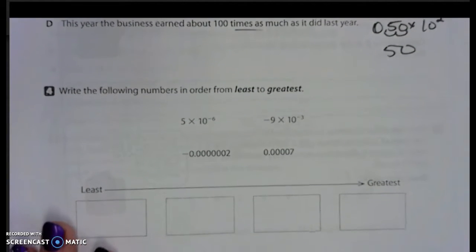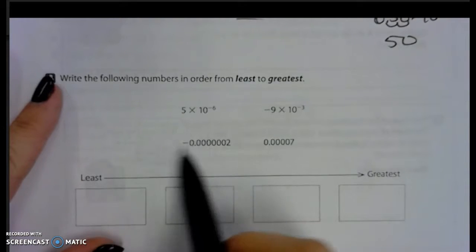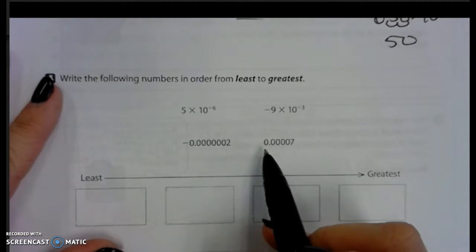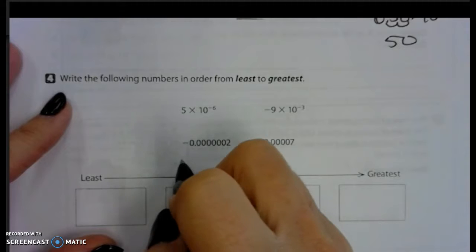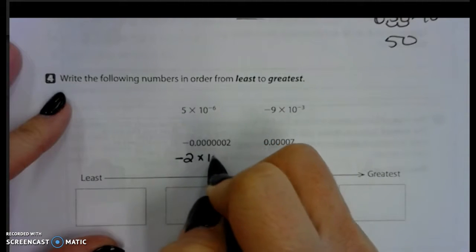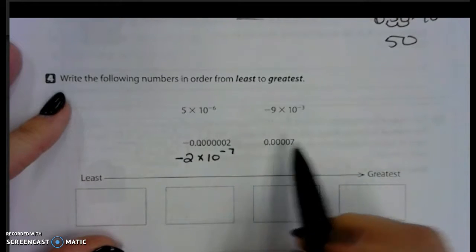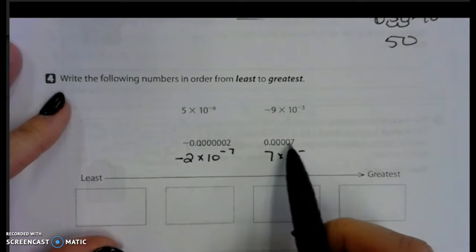Number 4. I think out of the whole study guide, this is probably the hardest question because it's got negative exponents and it's got negative numbers in it, so you had to be really super careful on this one. We've got these two in scientific notation and these two are in standard form. You can swap them all to the same form. You can either go all standard or you can go all scientific. In scientific notation, this one is negative 2 times 10 to the negative 1, 2, 3, 4, 5, 6, 7. And this one is positive 7 times 10 to the negative 1, 2, 3, 4, 5.